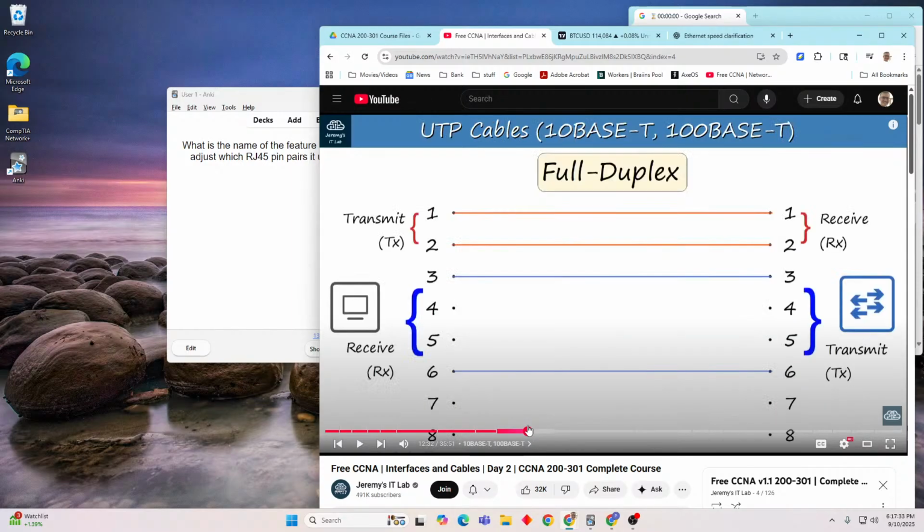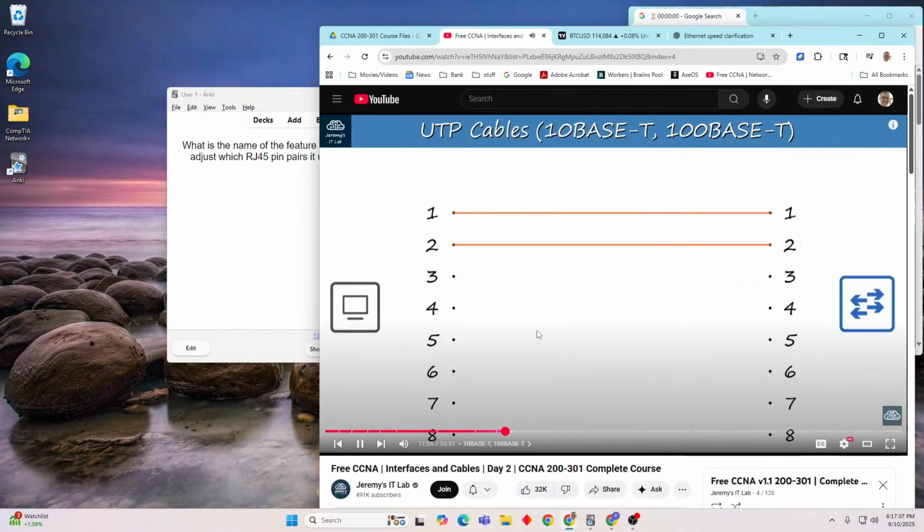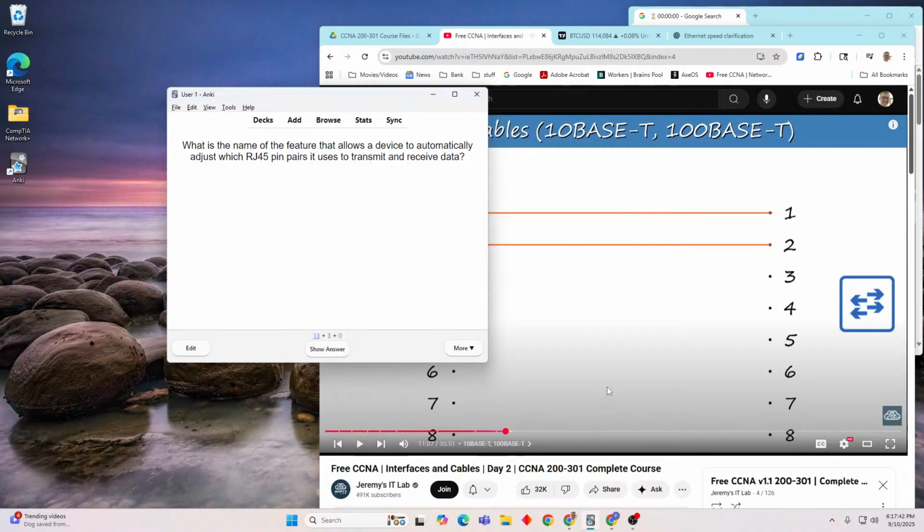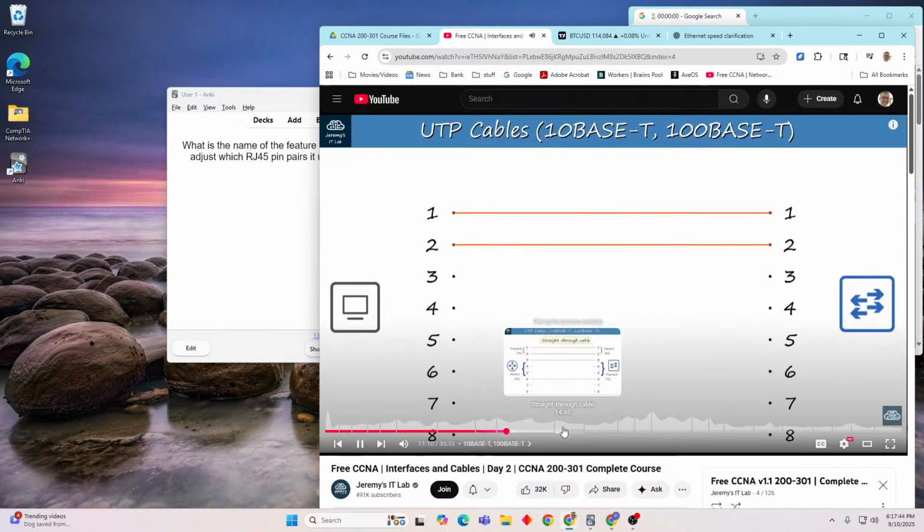Not full duplex. At the same time, and no problems like collisions will occur because they use separate pins at positions 1 and 2 on the switch's network interface. Although in this diagram the wires look straight, remember that in a UTP cable, the pairs are twisted together. Auto MDIX.